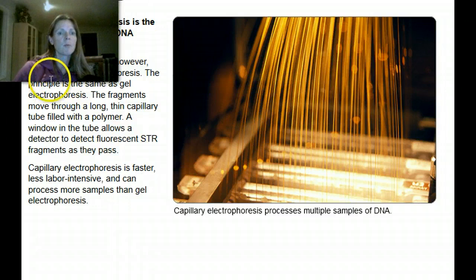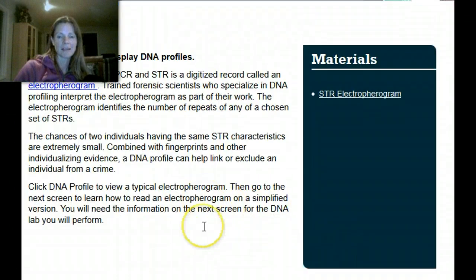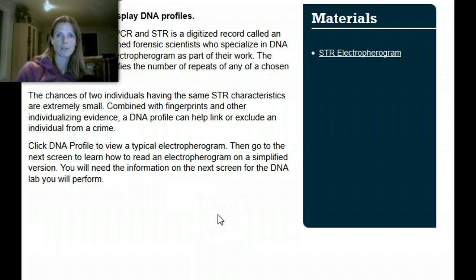It says the modern DNA profiling can use capillary electrophoresis. It's the same principle as gel electrophoresis, but as it says here, the fragments are going to move along thin capillary tubes filled with a polymer. A window in the tube allows the detector to detect fluorescent STR fragments as they pass. So it's similar to the gel, but a different way to capture that information. All right, and then the last thing you guys are going to be really looking at for the lab is the electropherograms. Okay, electropherograms, and I'll show you.